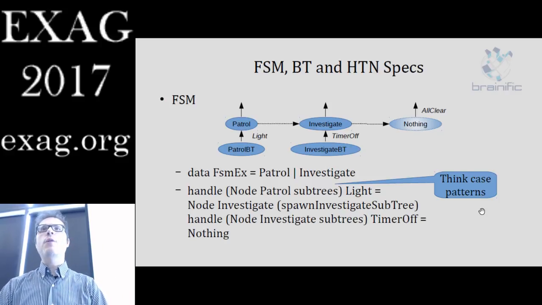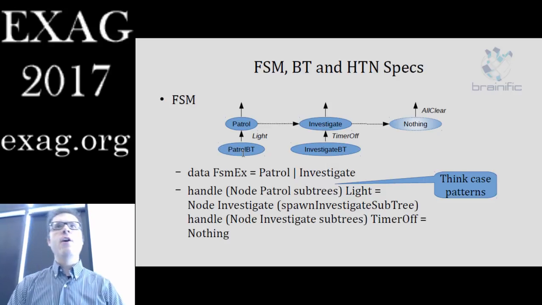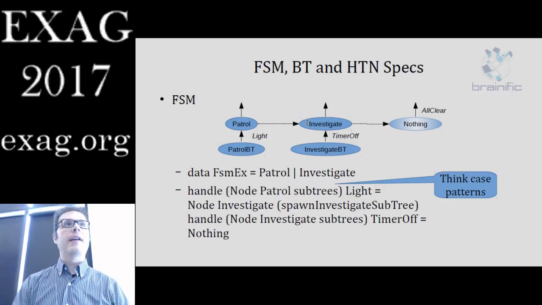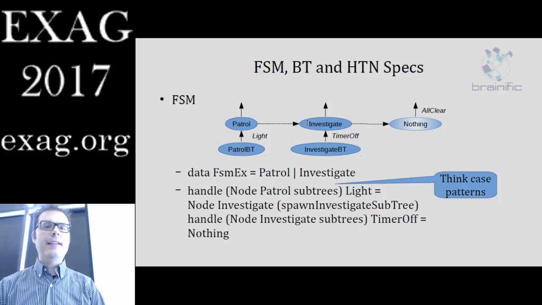By having process nodes sending events from the leaf nodes upwards, we could have FSMs in which we have nodes with no associated state, apart from their identities. So we would have a patrol sort of behavior tree which returns a light event when we find a source of light. And when the patrol process node receives this event, it turns itself into an investigate node, again with no associated state, spawning another tree, investigate BT.